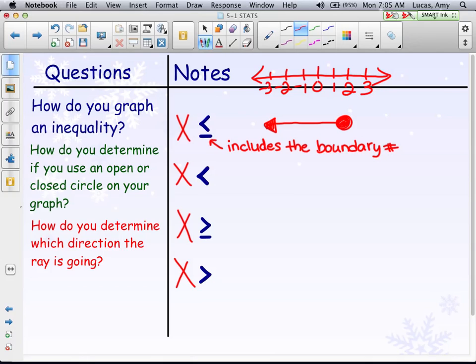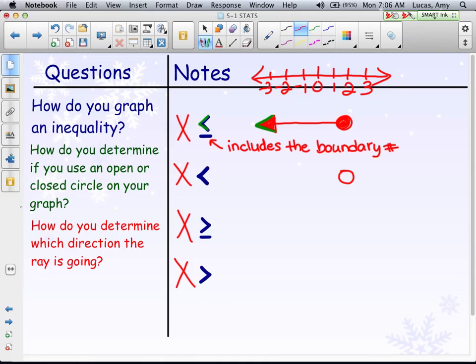If my x, my unknown, is something less than or equal to 2, I'm going to have a solid circle on that 2, and it's going to be anything to the left of that 2. Anything to the left of that 2. So less than or equal to. Another thing you might notice is that this little shortcut, if you look at the symbol, it actually matches the direction of the arrow. So it can kind of help you out. So closed circle, and it points to the left. The symbol points to the left, so your ray points to the left.